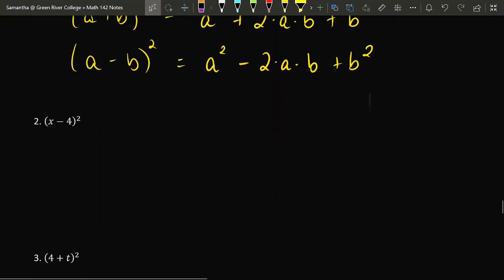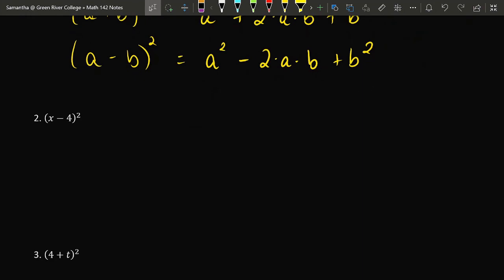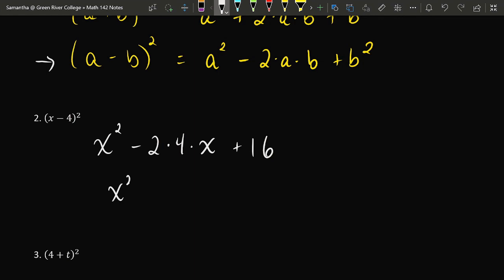So, someone says simplify x minus 4 squared. I'm going to use formula number 2, which says I'm going to take x squared minus 2 times 4 times x plus 4 squared, which is 16. So that's x squared minus 8x plus 16.